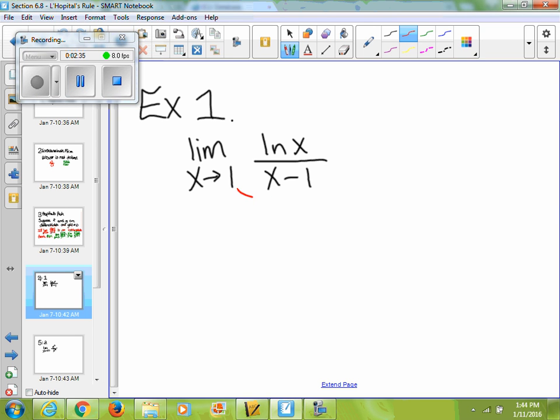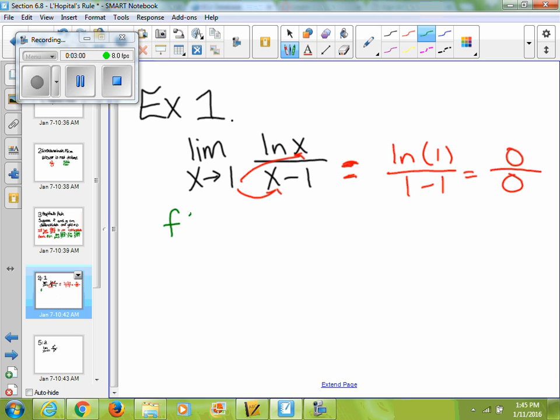So I'm going to plug in the 1 for x in the top and the bottom. So I end up with the natural log of 1 divided by 1 minus 1. The natural log of 1 is 0, 1 minus 1 is 0. So I end up with 0 over 0, which is one of our indeterminate forms, because you can't divide by 0. So we're going to use L'Hopital's rule.